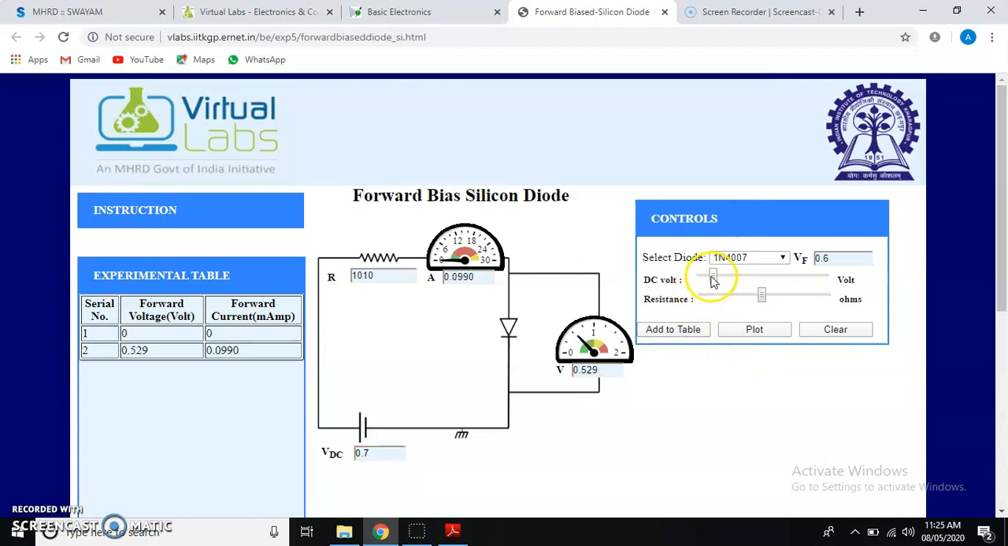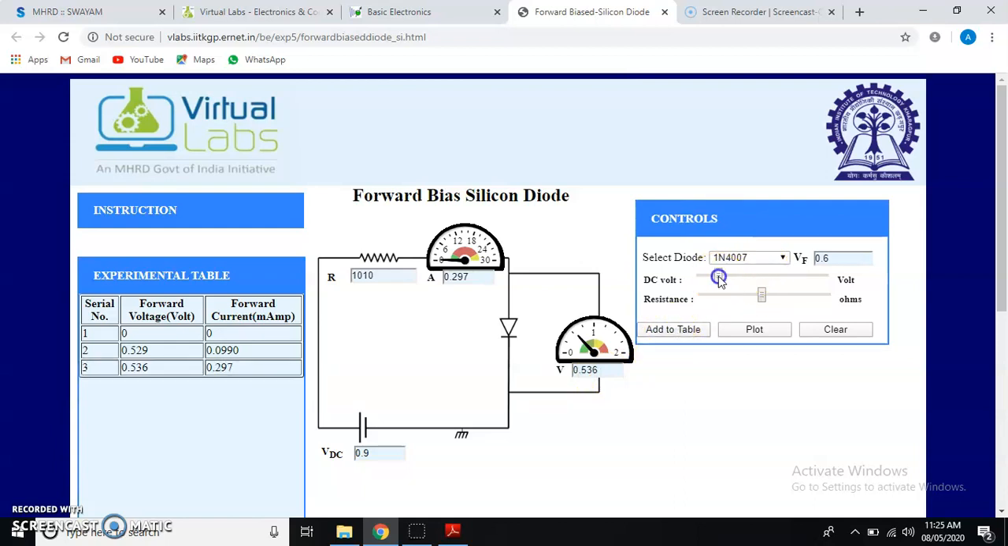Okay. Now let us adjust the DC voltage to 0.9, for example. We'll take random readings. 10-15 readings are sufficient to have a better plot. So let's say the voltage adjusted is now 0.9, by moving this bar. Now what is the current flowing? 0.297 milliampere is the current and 0.536 is the voltage. We'll add this reading into the table.